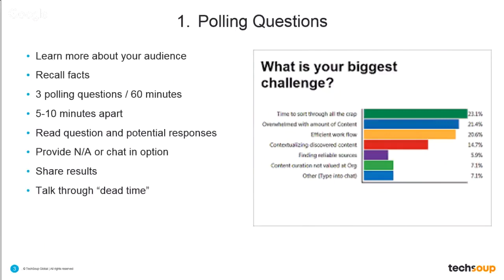Another really good thing to do is give people a timeline. All right, I'm about ready to close the poll. I'm going to give you 5 seconds. 5, 4, 3, 2, 1. I'm closing the poll and sharing the results with you. Polling questions are one of the best ways to engage your audience, especially in longer webinars.